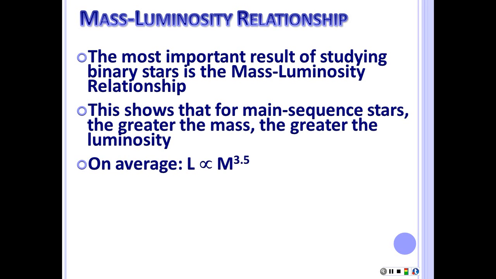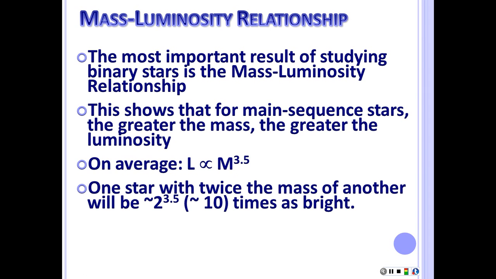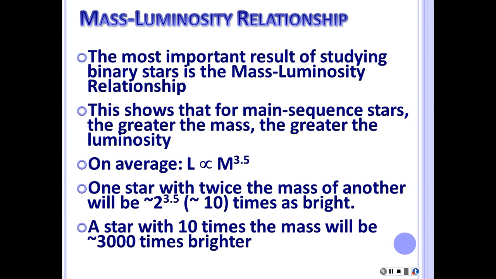And if we fit a line through that log-log plot, we can work out what the power law is. It turns out that it's more or less L goes as M to the 3.5, which means that if you've got a star that is twice the mass, it'll be 10 times as bright. And if you've got a star that's 10 times the mass, it will be 3,000 times as bright, and so on.